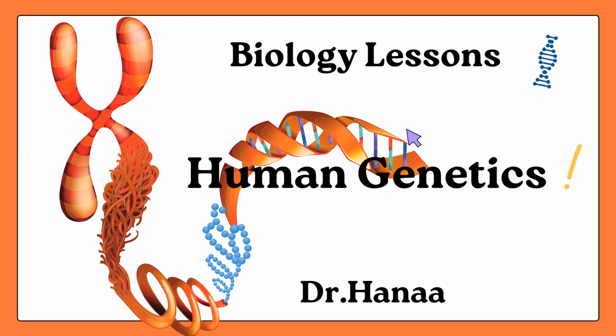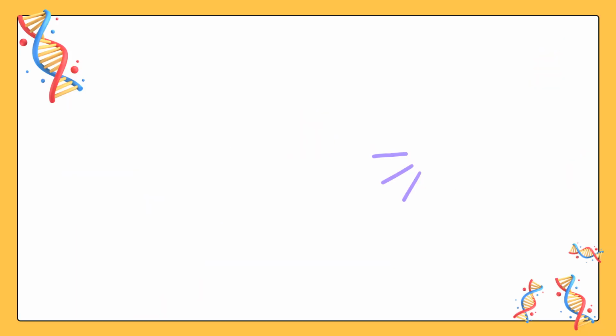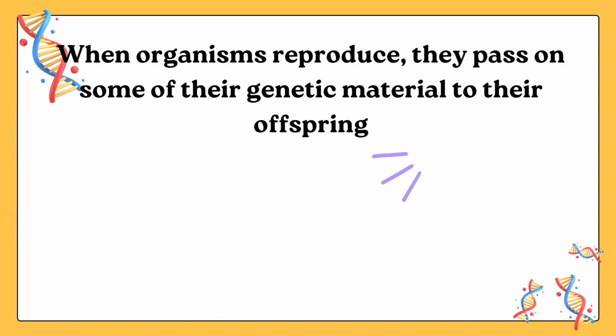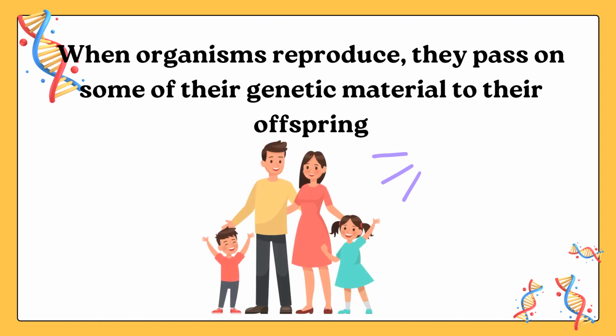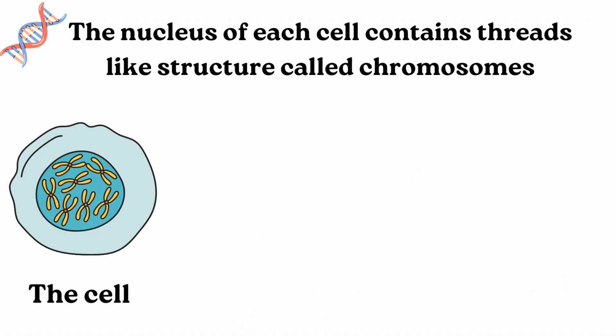Our lesson today is about human genetics. When organisms reproduce, they pass on some of their genetic material to their offspring. Remember we said the meaning of the word offspring? It means their young. The nucleus of each cell contains thread-like structures called chromosomes.